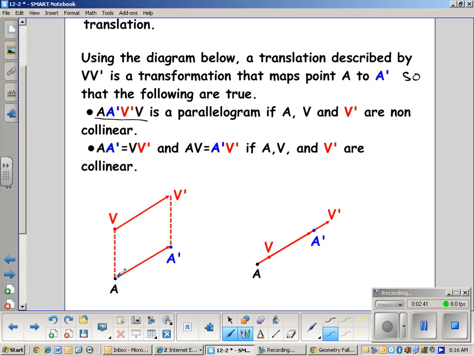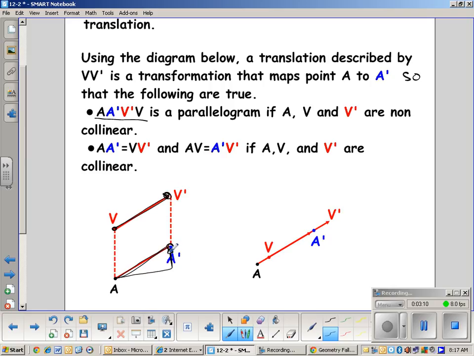So what we're saying, these right here represent our vectors. We're sliding A to this spot, and we're sliding V to this spot. Though they have the same vector. And listen. They have the same vector. They have the same direction and the same distance.